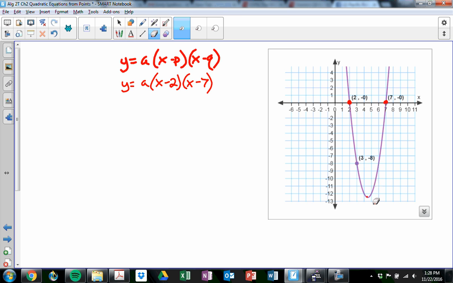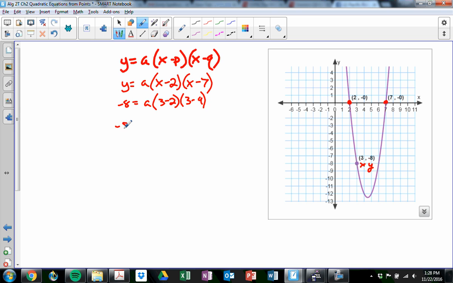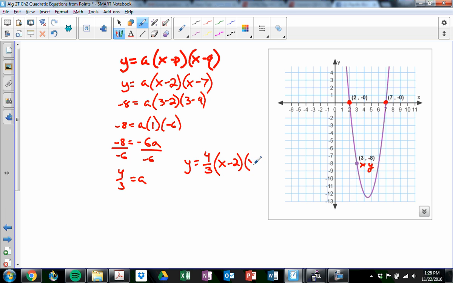So I can't just tell by looking at the vertex. But what I can do is pick some other point and plug it in for x and y. So I'm going to have negative 8 equals a times (3 minus 2) times (3 minus 7). So negative 8 equals a times 1 times negative 6. Negative 8 equals negative 6a. Divide both sides by negative 6. That's 8 over 6, which is 4 over 3. a is 4/3. So we get y equals 4/3 (x minus 2)(x minus 7). Beautiful equation for that graph.